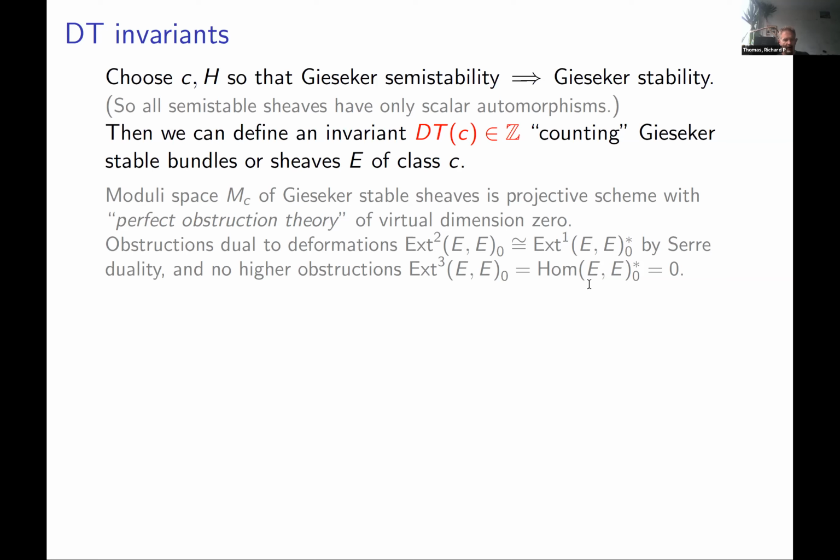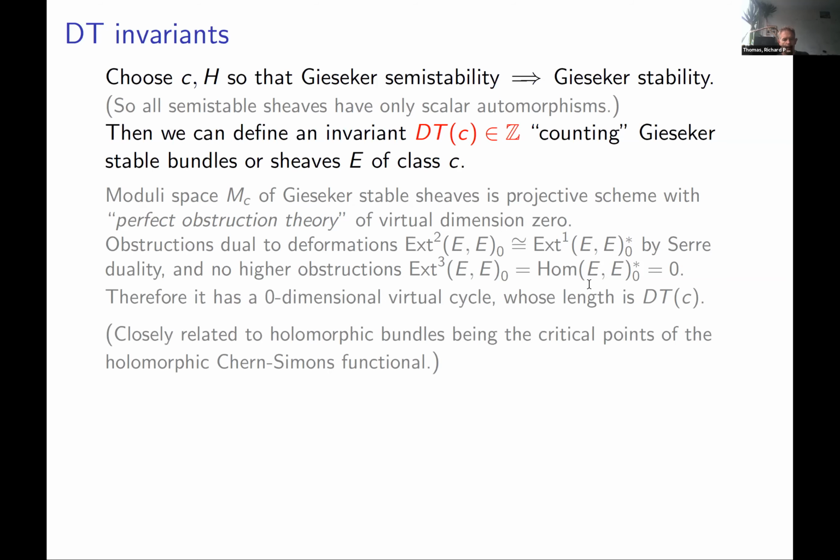That means it has a perfect obstruction theory, and that means it has a virtual cycle. As I said, that's a subject for another talk. This is more a quote for when I give this talk to physicists, that this is closely related to the fact that holomorphic bundles are critical points of a certain function on an infinite dimensional space. And you expect critical points of a function to appear in dimension zero, for Morse theory reasons. So you're taking the zeros of a one form, d of this function, on some infinite dimensional space, and using it to do something like compute the Euler characteristic of that infinite dimensional space. And that's the invariant.